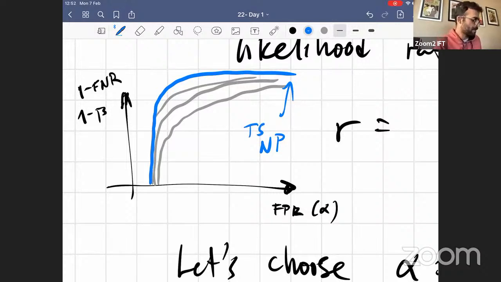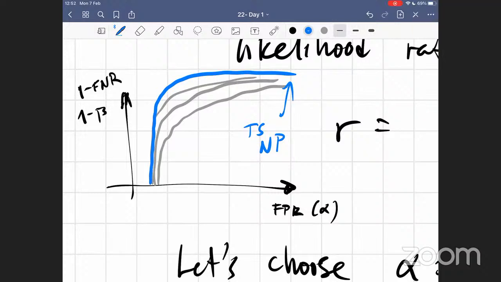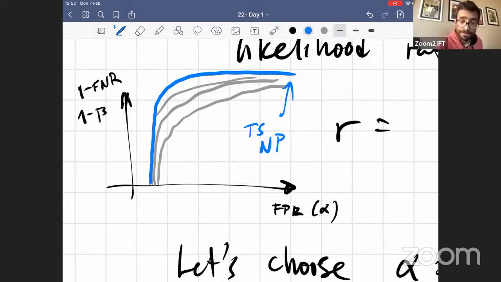And this is just, in that case, if we have many observations, then we will compare the joint likelihood.